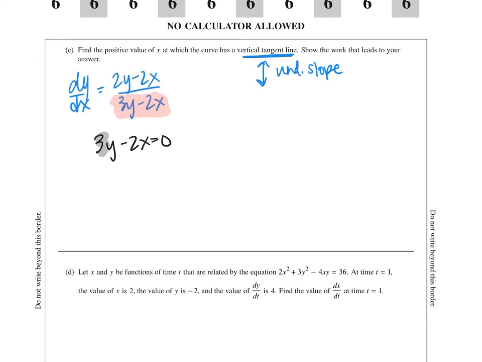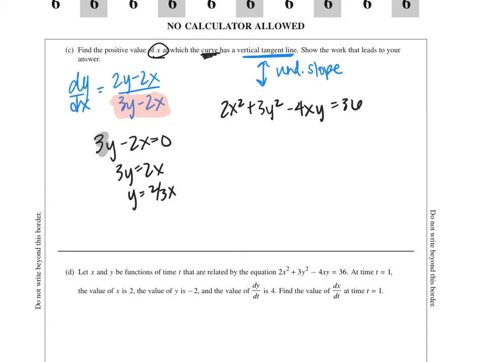In this case, we'd have 3y equals 2x, so y equals 2/3 x. It says find a positive value of x at which the function, 2x squared plus 3y squared minus 4xy equals 36, has this tangent. They want us to find an x value. Now that we know that, every time my y is 2/3 x, I'm going to make a substitution for y so we can solve for that x value.